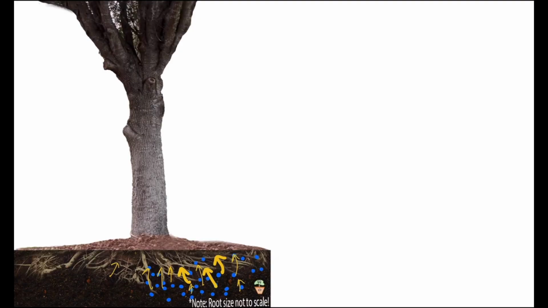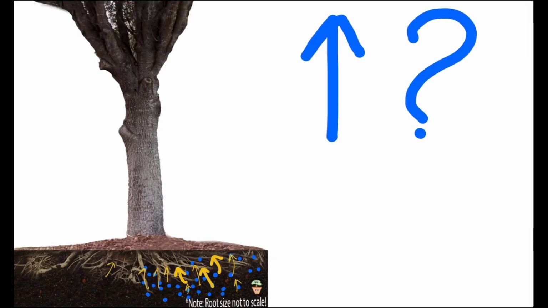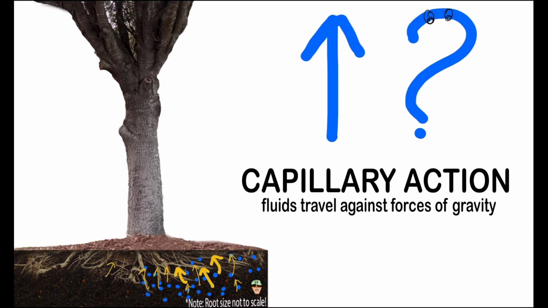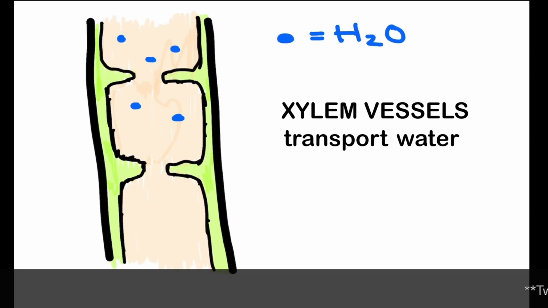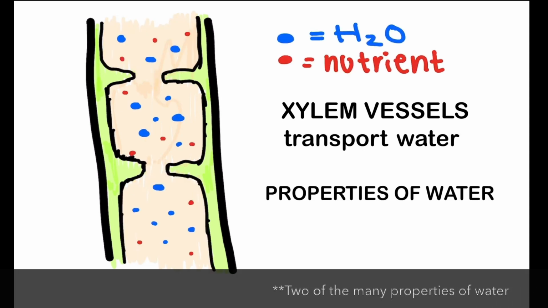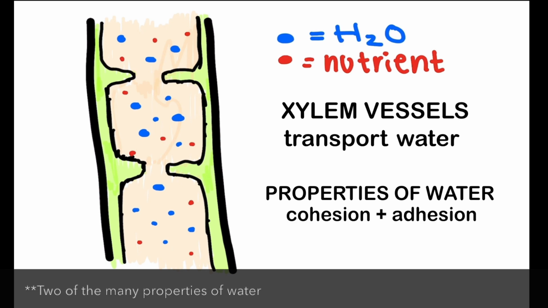But how does the water in the plant go up? Well, through a process called capillary action, fluids travel against the forces of gravity. Within a plant, a tubular structure called xylem vessel's main purpose is to transport water. It's here that the two properties of water and their processes, cohesion and adhesion, occur.